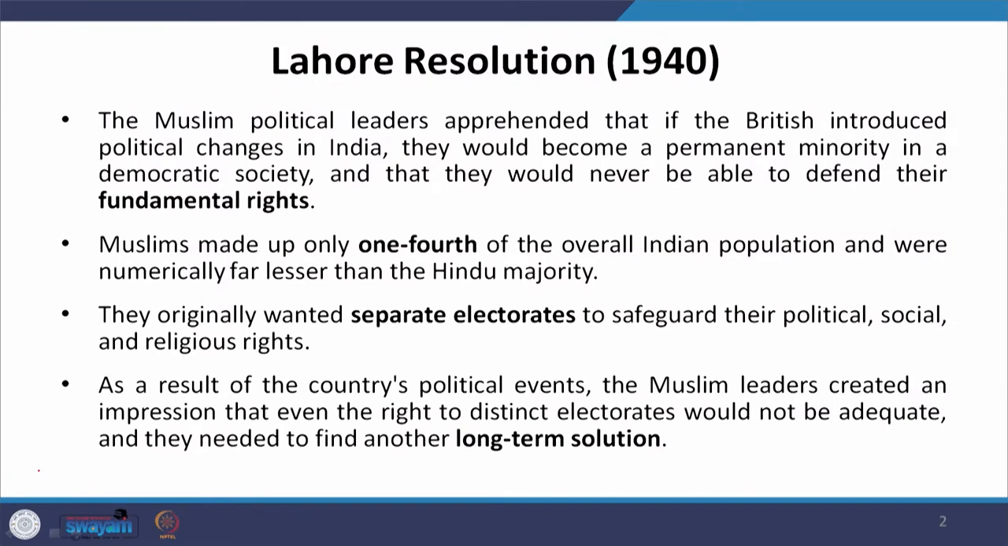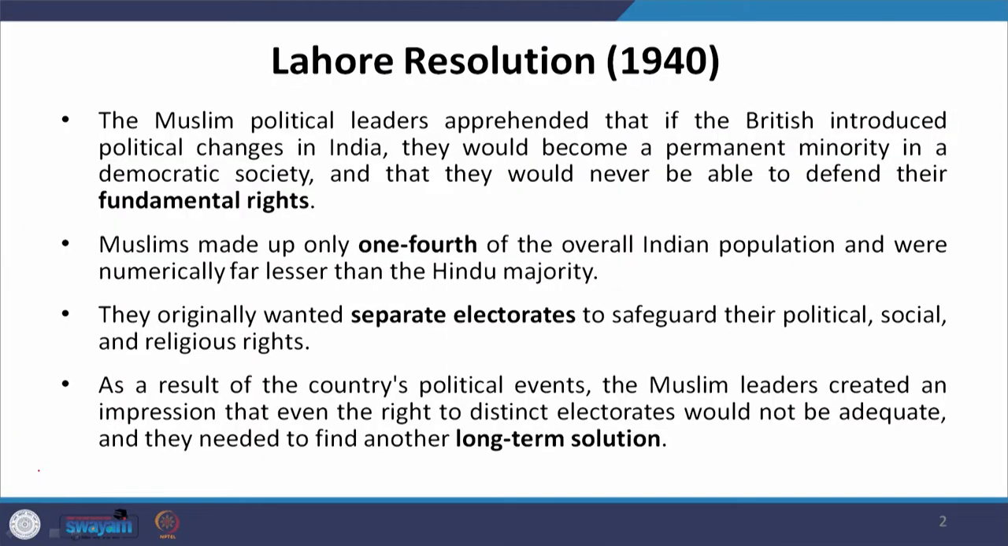The Muslim political leaders apprehended that if the British introduced political changes in India, then they would become a permanent minority in a democratic society and would never be able to defend their fundamental rights. So, the question of becoming a minority and protecting the rights of Muslims emerged, and this once again was not coming from the grassroots or from the common masses of Muslims. This was an idea that first arrived at the level of the Muslim political caucus.